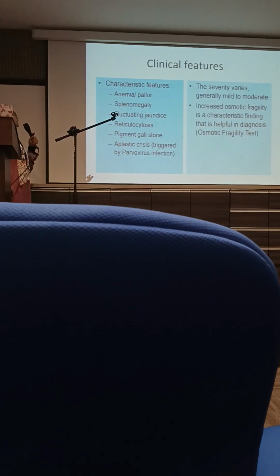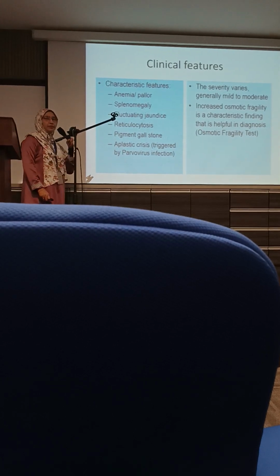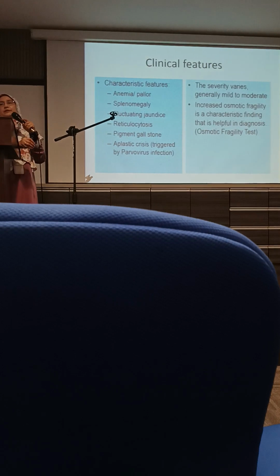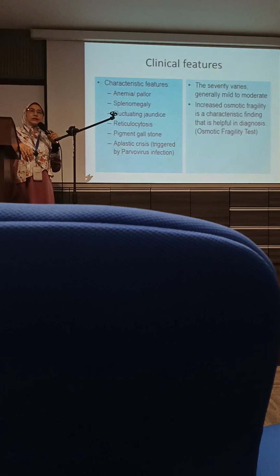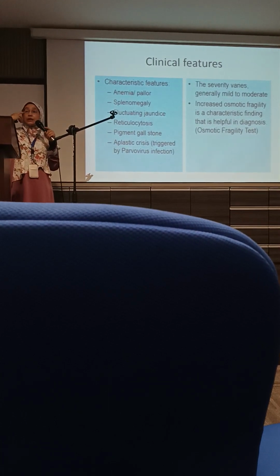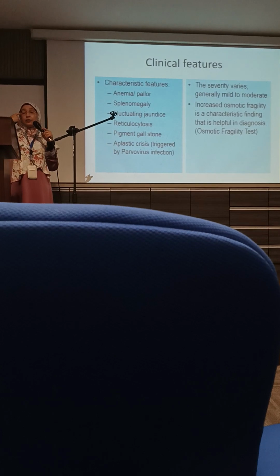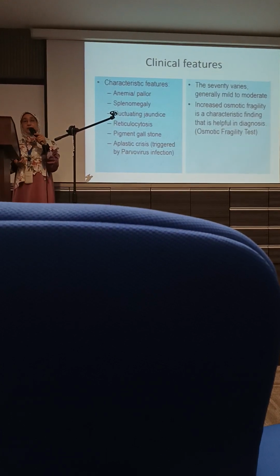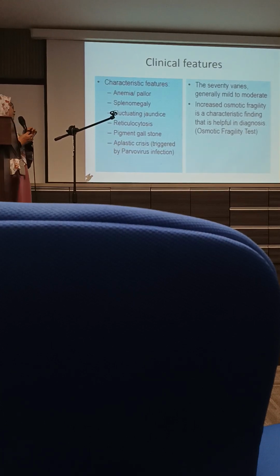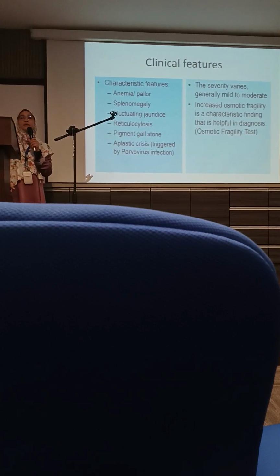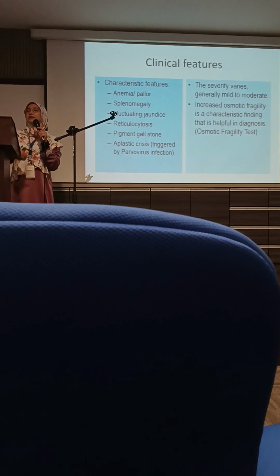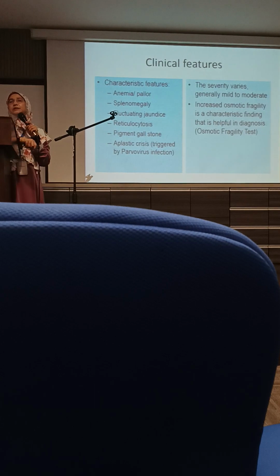Okay, the clinical features, the patient will have anemia or pallor. They will have splenomegaly because of extravascular hemolysis as we said. Fluctuating jaundice. When the hemolysis is a lot, they will have jaundice. And reticulocytosis. And they can also have pigment gallstones. Remember the extravascular hemolysis earlier. And occasionally they may have aplastic crisis if they are infected by parvovirus infection. So the severity varies. It can be mild, it can be moderate. But usually not severe.